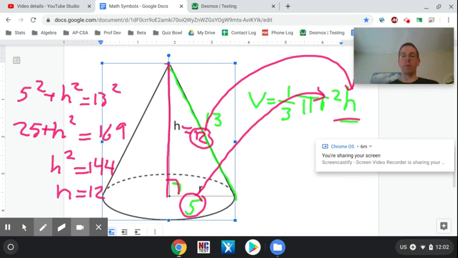At that point, you should just be able to substitute in, type it in Desmos, and get your final answer. I'll leave it to you to do that, but you should get something close to 314. You'll have a decimal with it, but it'll be close to 314 if you do it correctly.